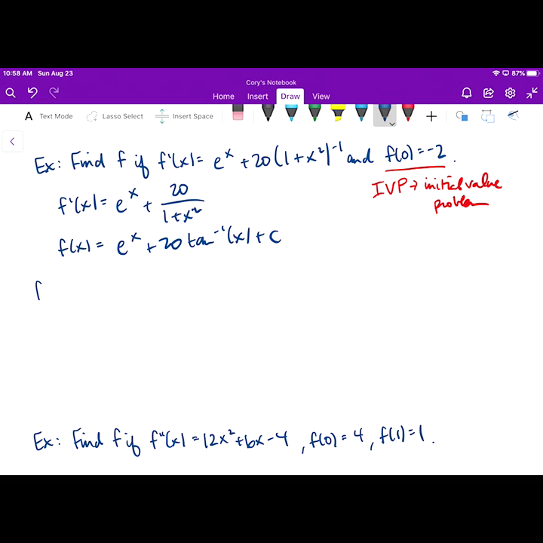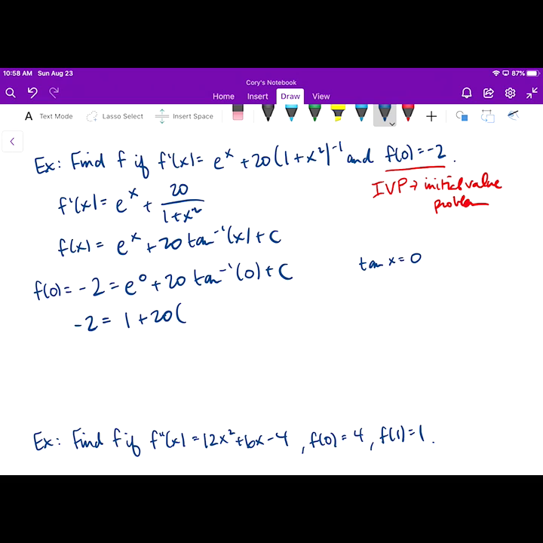Okay, so we know f of 0 is going to be equal to negative 2. So we're going to plug 0 in the place of x, which is e to the 0 power plus 20 times the inverse tangent of 0 plus c. So we get negative 2 equal to e to the 0 power, which is 1, and we have 20 times the inverse tangent of 0. If we want to find the inverse tangent of 0, we want to think to ourselves, the tangent of what angle is equal to 0?